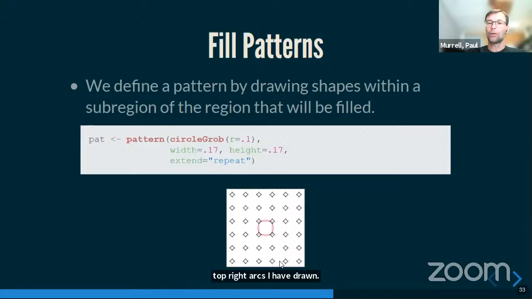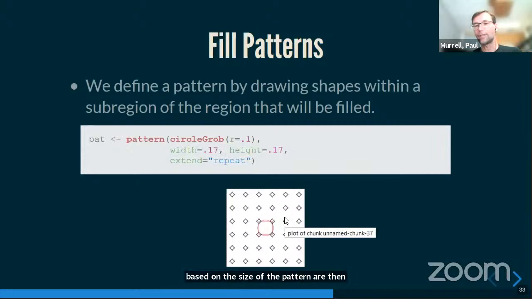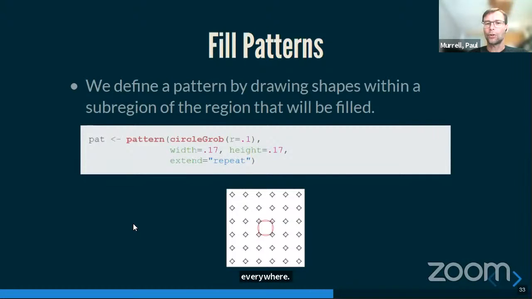So in this diagram, I have used that pattern definition to fill a rectangle. The little arcs on the circle that I drew that have been cut off based on the size of the pattern are then repeated, and I end up with these diamonds everywhere. Now, that's not designed just to confuse you. That's to sort of show that we can create interesting patterns and not just dots filling up a page.